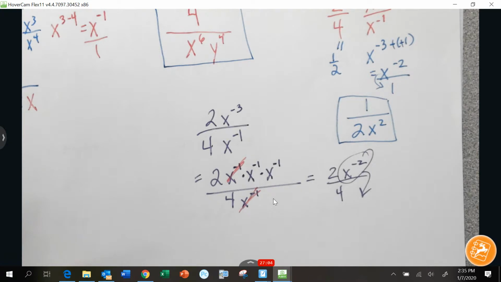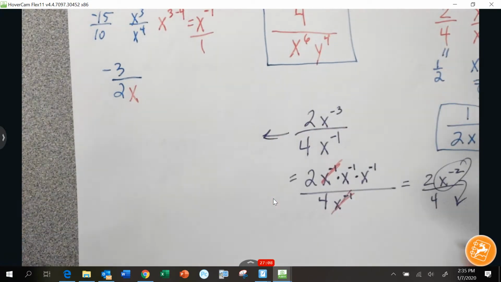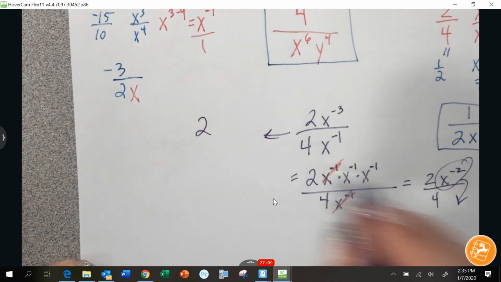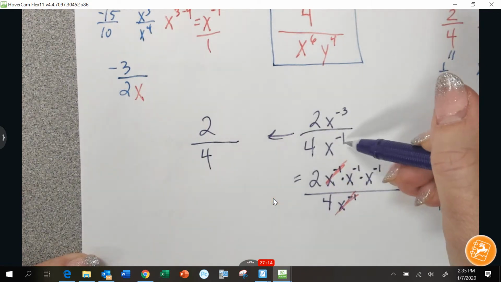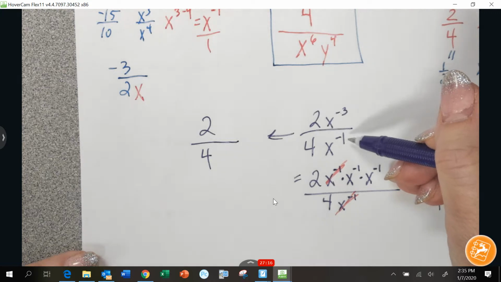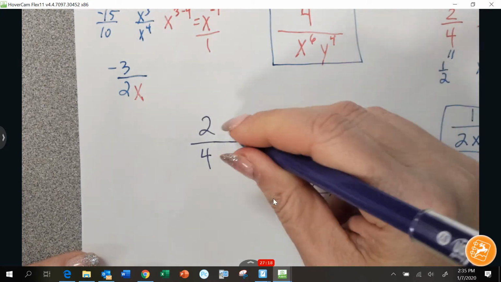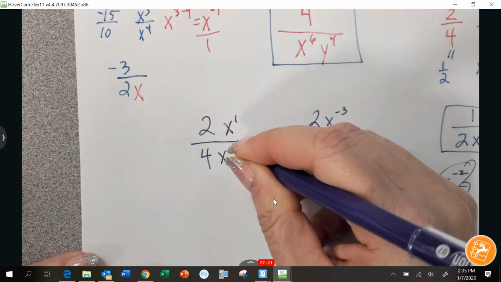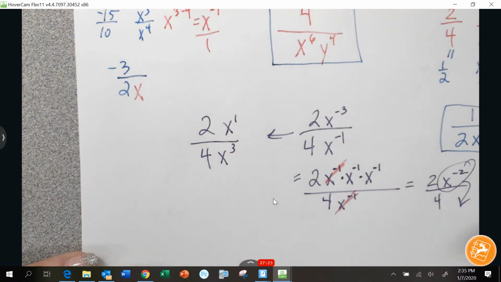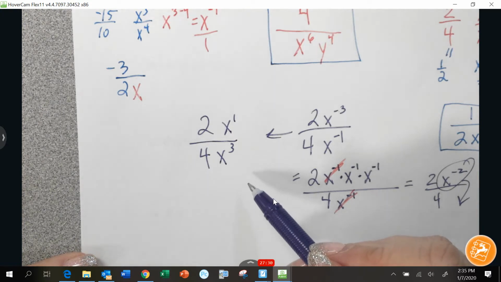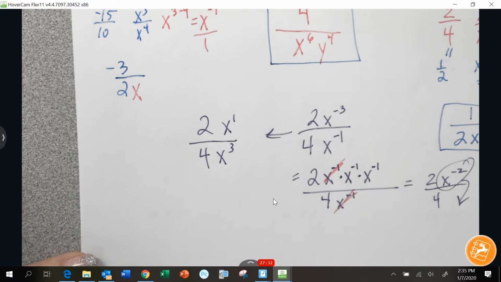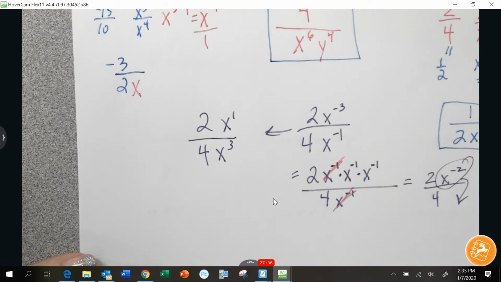There is another way of doing this one. Maybe you looked at it and said, well, since I have negatives, what if I reciprocated both of them and put x to the first and x on the bottom? What if I just reciprocated both of them? Never mind. I'm not going to be able to explain it. It's going to give you the same answer.